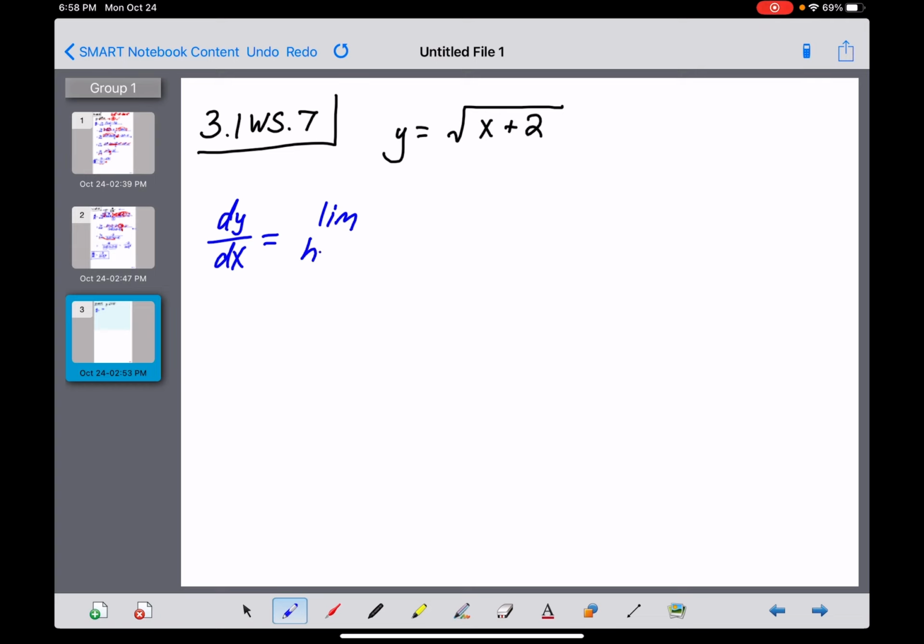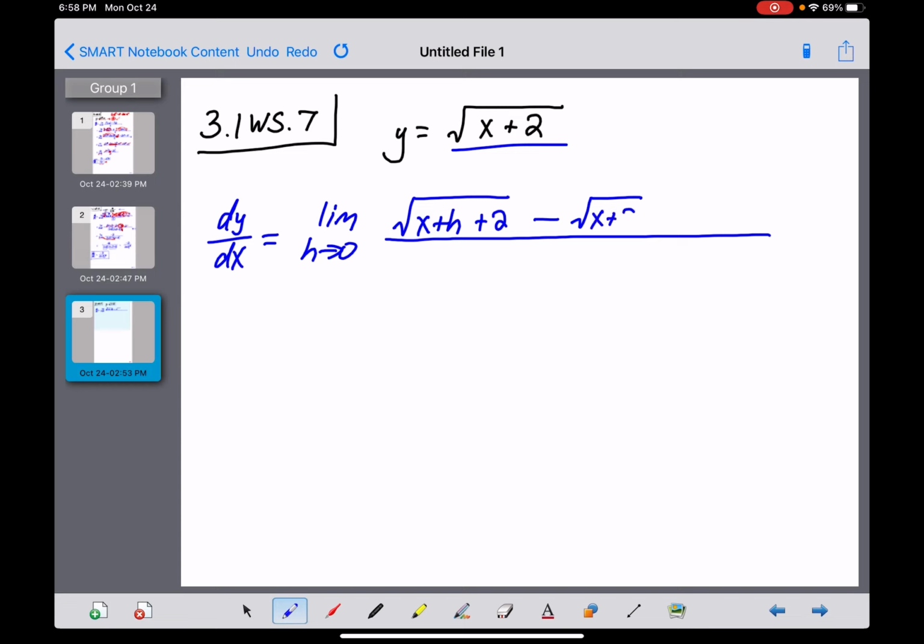going to be the limit as h approaches 0 of, and here we go, f of x plus h is the original function, but everywhere there's an x, we're going to replace that with an x plus h. So we get the square root of x plus h, and then a plus 2 after that. So that takes care of the f of x plus h. Minus f of x, the original function, unchanged, is just the square root of x plus 2, all over h. Okay, so that's where we're at right now.